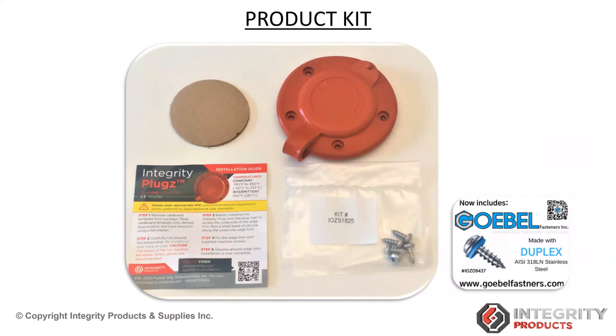As mentioned, each inspection port comes with a full kit. So we have the inspection port itself. There's a cardboard template which you can use just to put onto the pipe and mark out your cut hole. It comes with a full list of instructions, and as I mentioned, you have that QR code which you can scan with your phone, which brings you directly to an install video. And just this month, our Integrity Plugz now come with the Gerbil Duplex 318 LN stainless steel screw. So very, very high quality stainless steel screw.